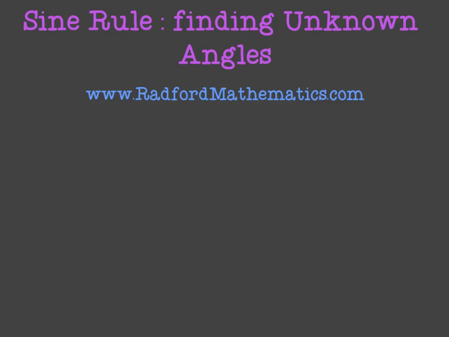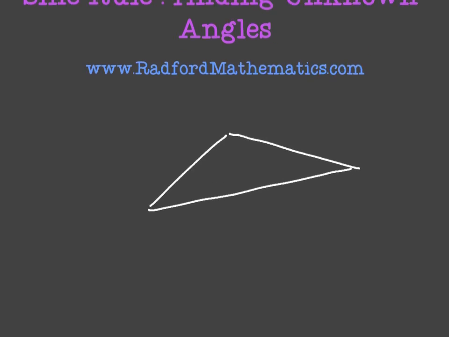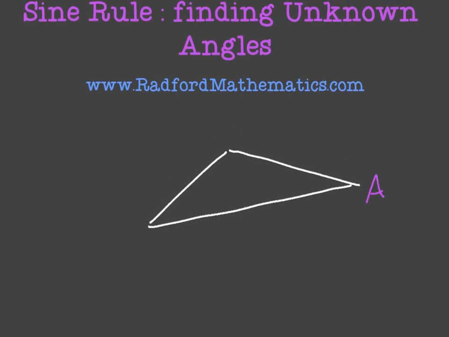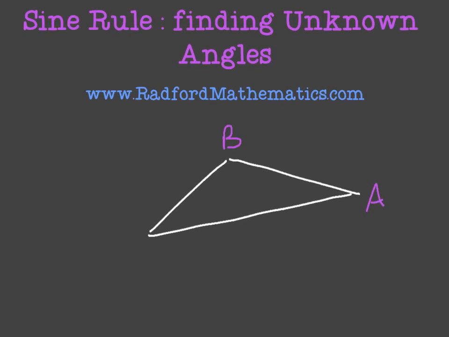In this video, we'll be learning how to use the sine rule to find unknown angles in a triangle. To begin with, let's quickly remind ourselves of the formula we'll use when looking for unknown angles. Let's say we're given this generic triangle, and we label its vertices with the name of the interior angles: capital A, capital B, and capital C. Remember, we always label counterclockwise.